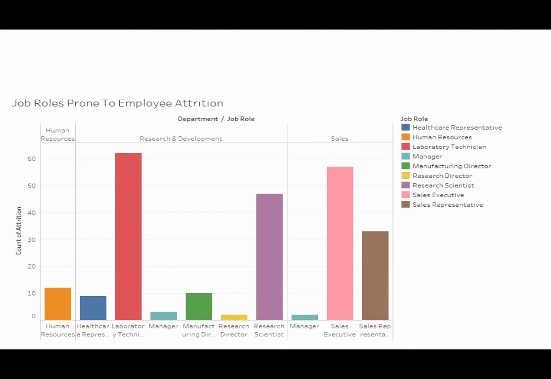This is another visualization created in Tableau, which indicates the same thing that I explained before.